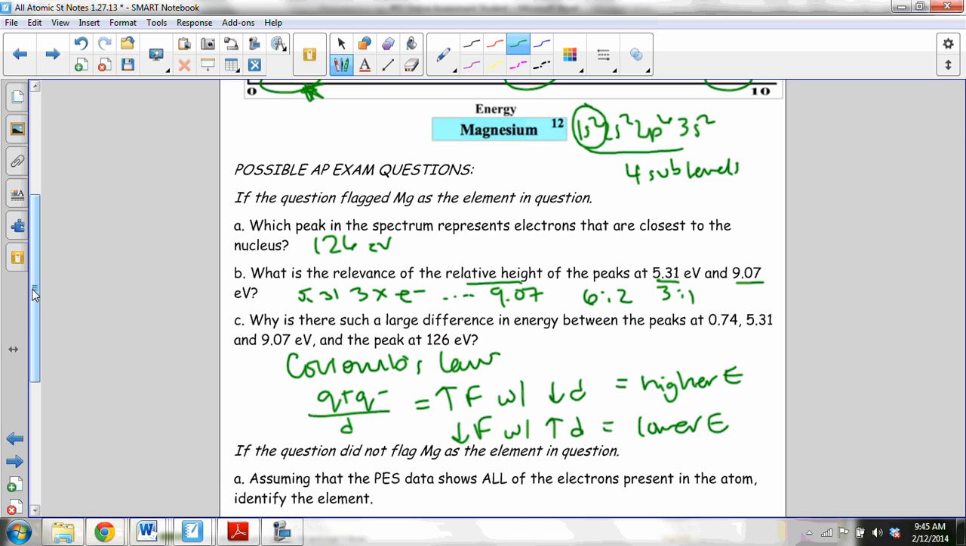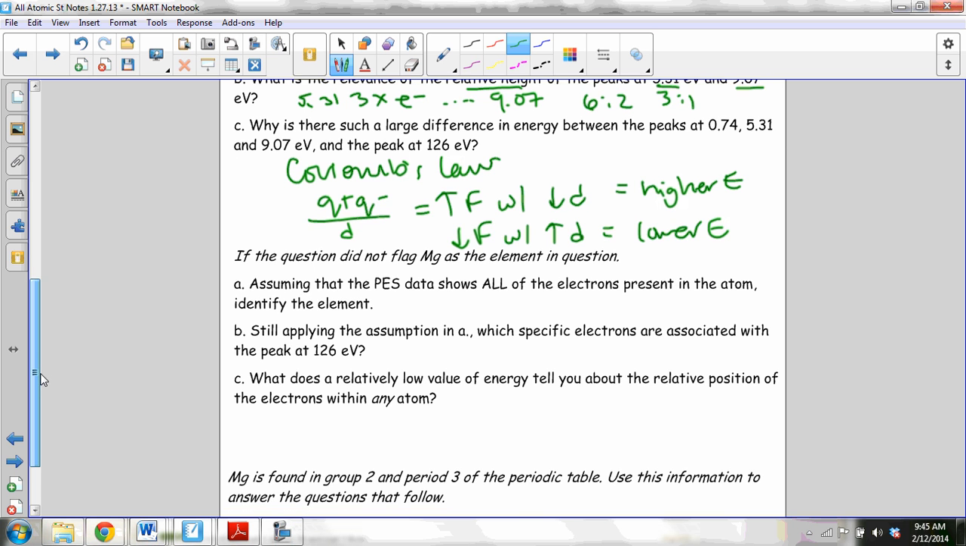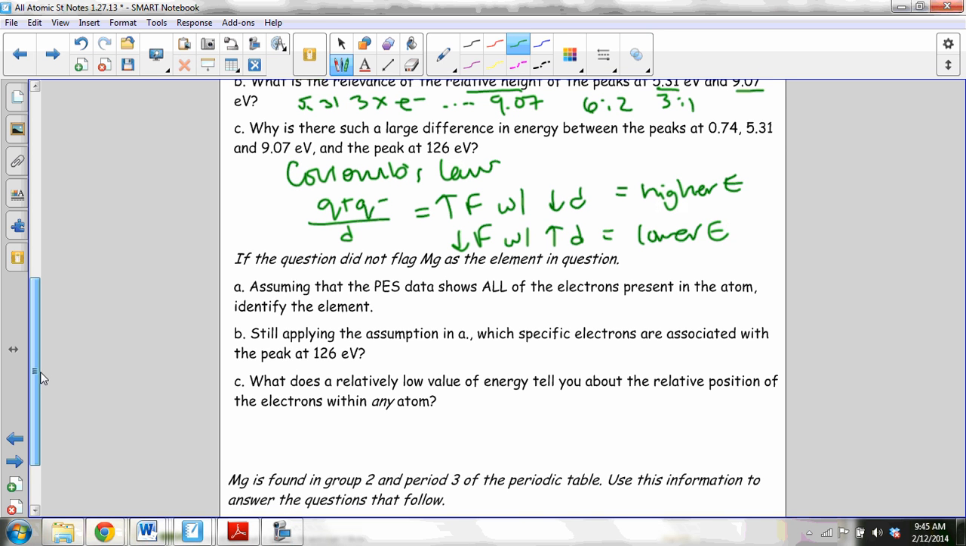So if you're comfortable with recognizing the magnesium and then going from there, what about if you didn't know it? Assuming the PES data all shows the electrons present in the atom, identify the element. You would have to say 4 peaks, and 4 peaks represents 4 levels. And you know the levels. You know Aufbau's principle. You know that it starts off at 1s something, 2s something, 2p something. Well, these have to be filled. This has to be filled. The last one is going to be 3s. I don't know. But if you look at the peak differences, you can identify this based on their intensities.